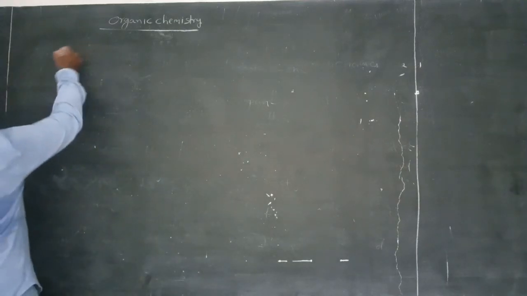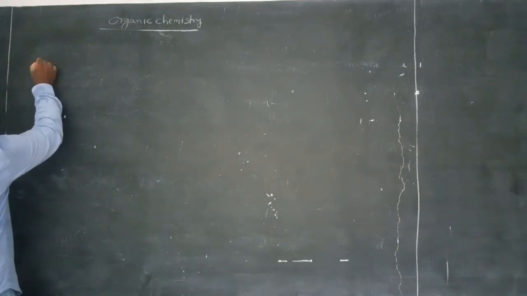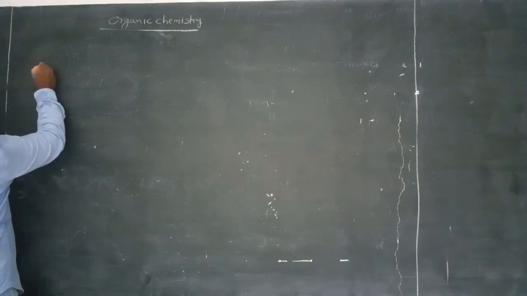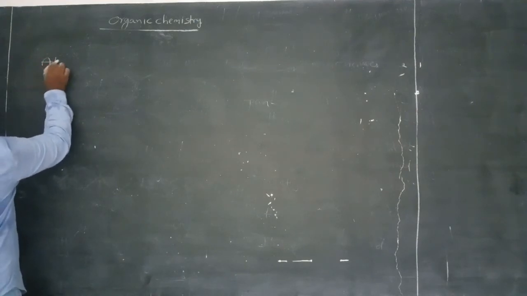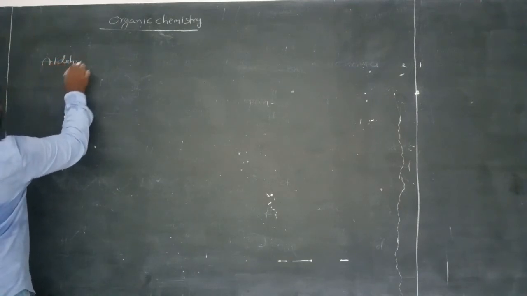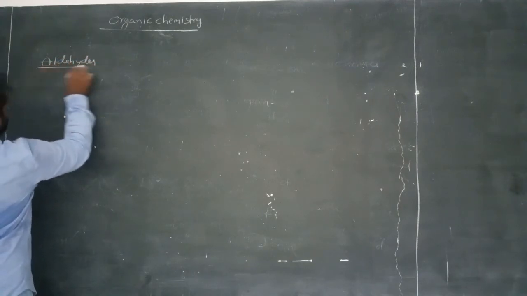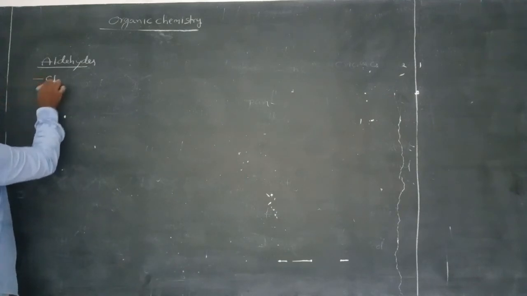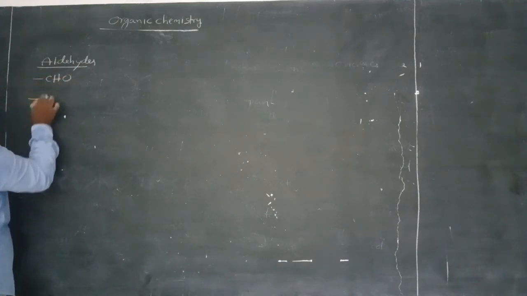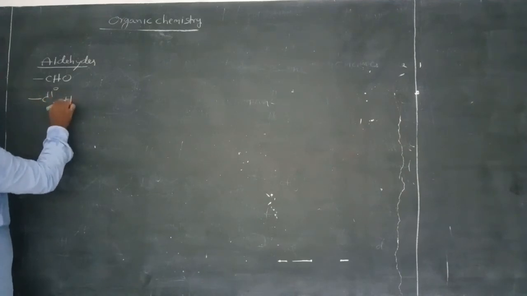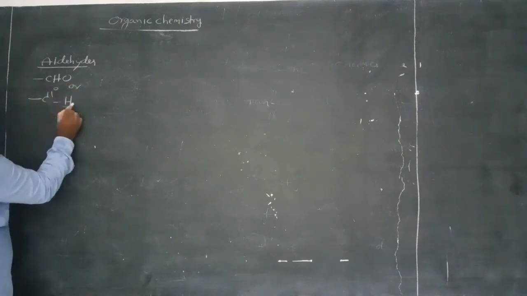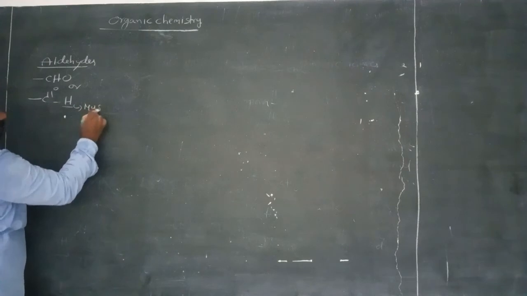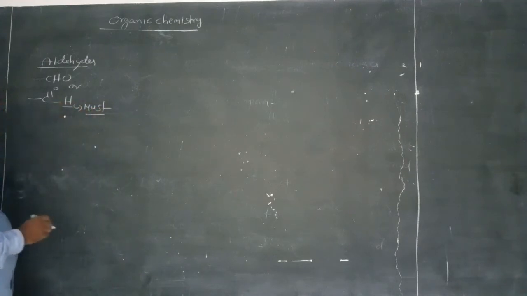Next. Go for aldehydes. Aldehydes, practice bits. What is the main functional group? CHO, C double bond O, H. Okay, this hydrogen must be on one side at least. Okay, clear?